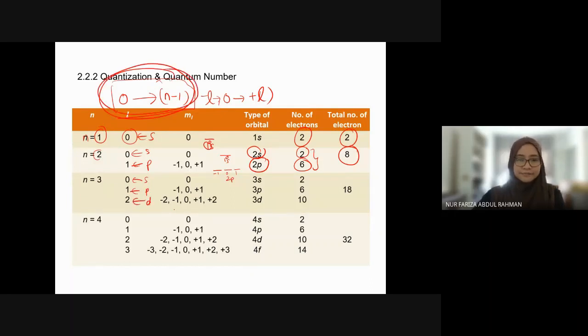This is the condition. So these are the orbitals. This basically represents the orbital. So this is 1 orbital, this is 3 orbitals, and here we have 5 orbitals. To determine the number of electrons, just times by 2. Everything times 2, so we got 2, 6, 10, 18. So this is the type of orbital, the notation of the orbital: 3s, 3p, 3d. And the same goes for this one.